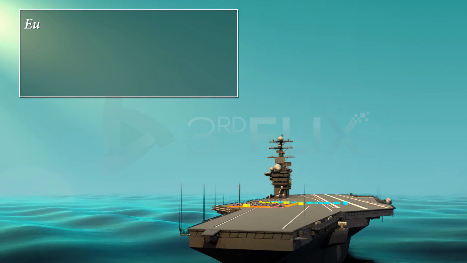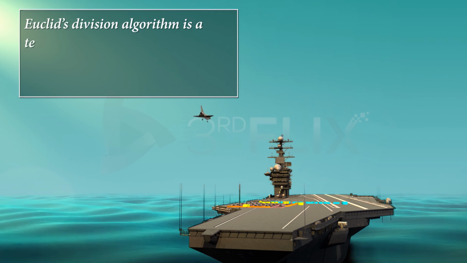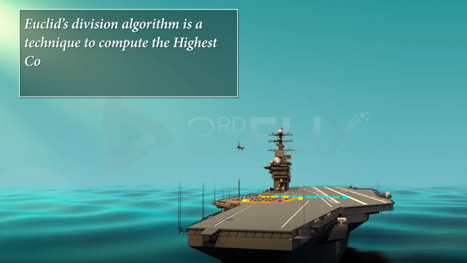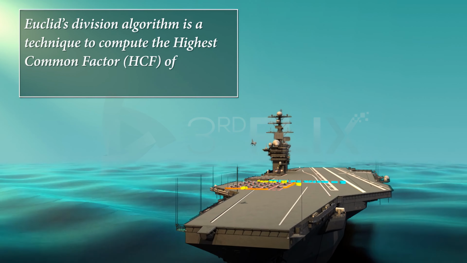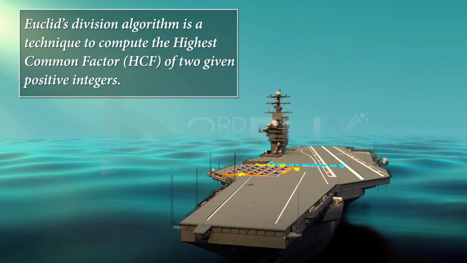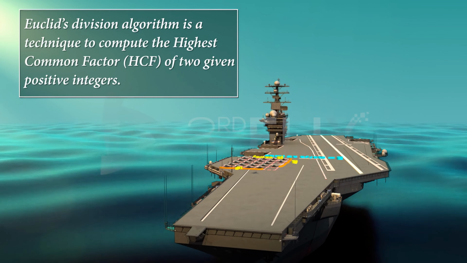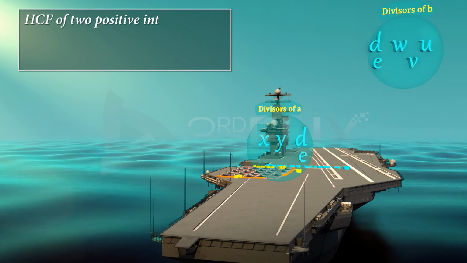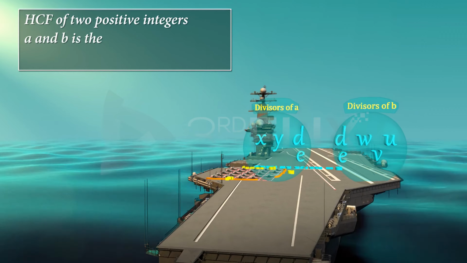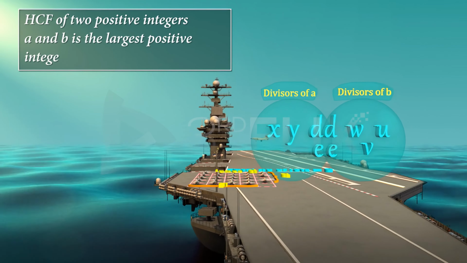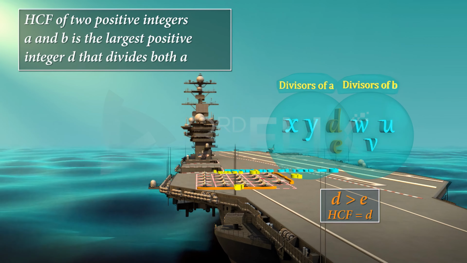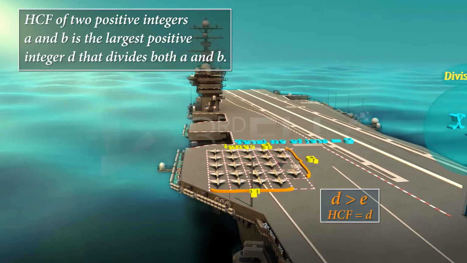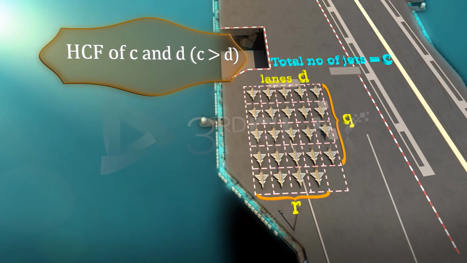Euclid's division algorithm is a technique to compute the highest common factor, HCF, of two given positive integers. Recollect the following. HCF of two positive integers a and b is the largest positive integer d that divides both a and b. To obtain the HCF of two positive integers, say c and d, with c greater than d, follow the steps.